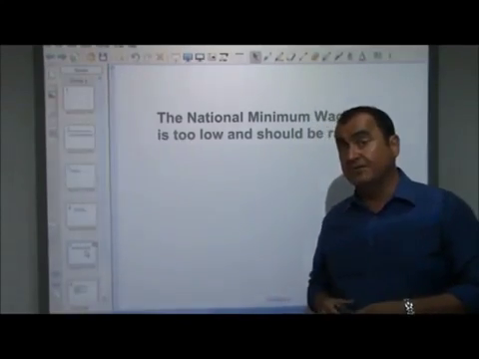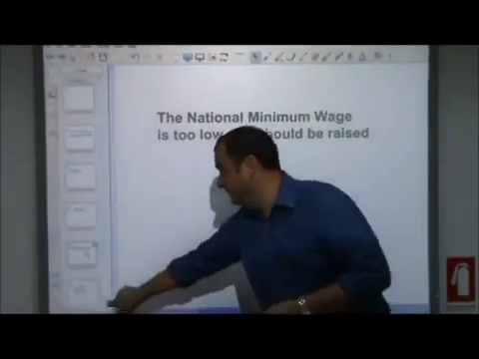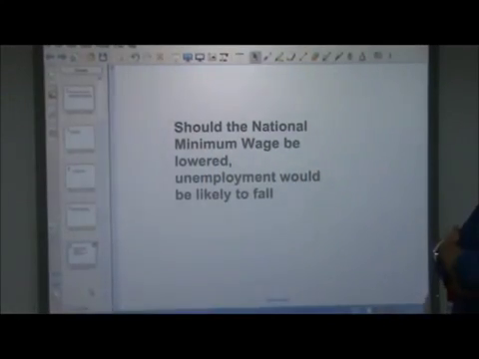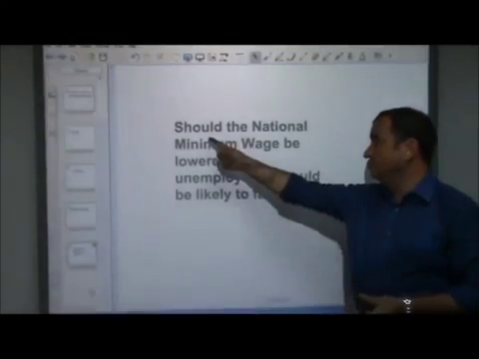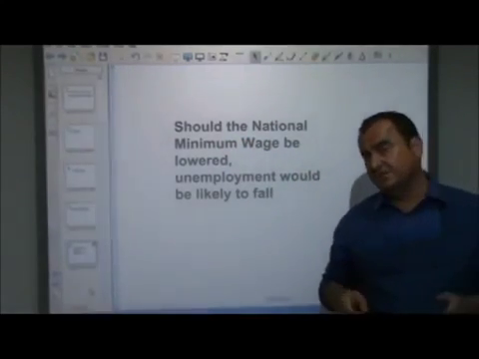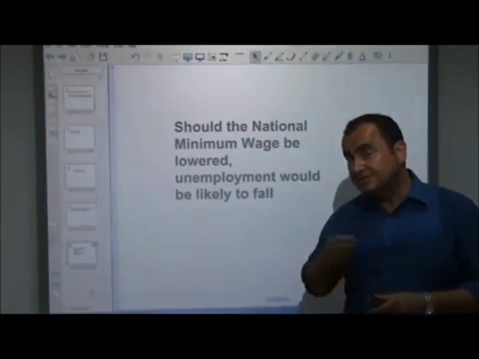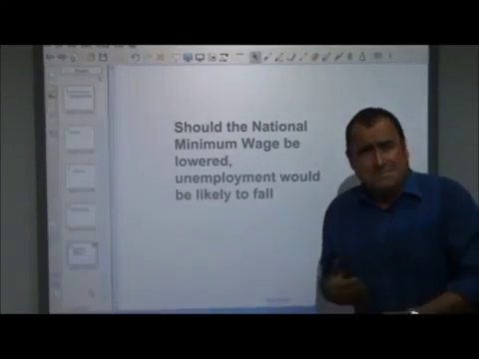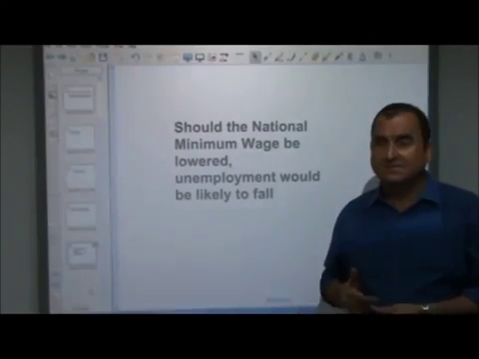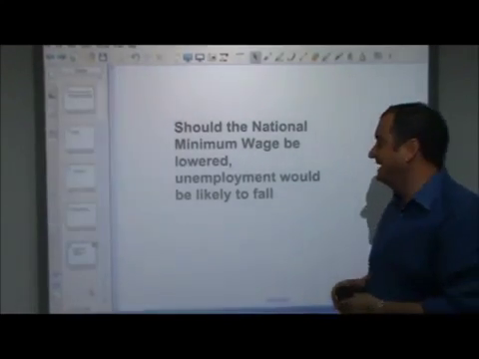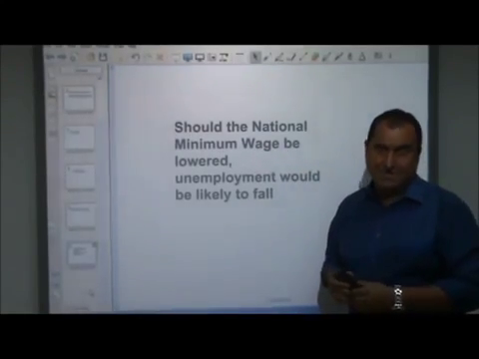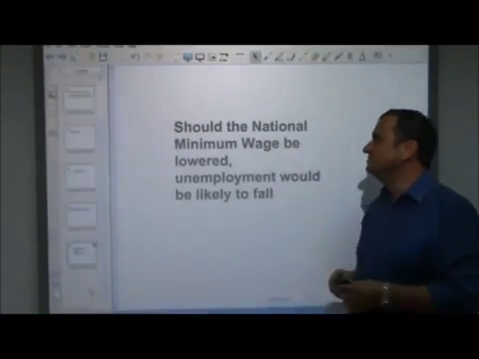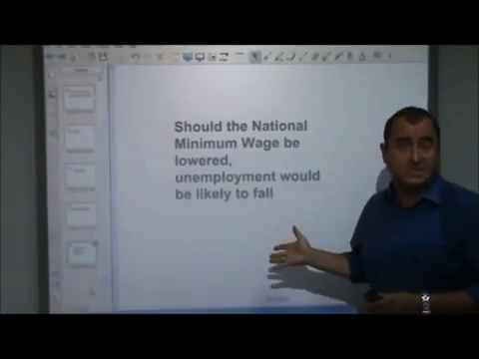I've got one last example for you though, and it's a tricky one, so read it carefully. Should the minimum wage be lowered, unemployment would be likely to fall. Now you might have latched onto this word "should," but in fact, of course, you could see, I hope, that the use of the word "should" in this example has a different meaning to the previous sentence. This is a conditional use of the word "should." I don't want to turn this into an English lesson, but this is in fact a positive statement.